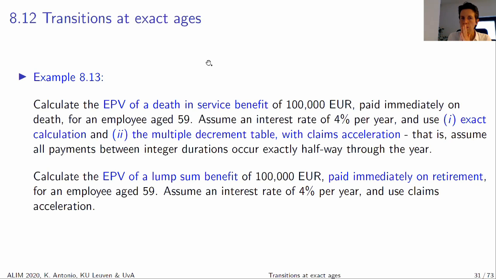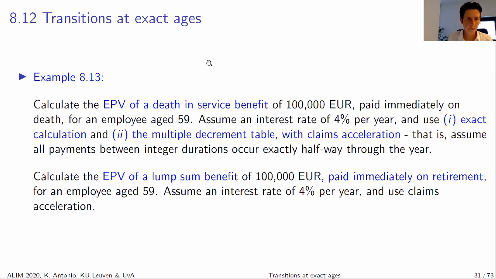We've got, first of all, an exact calculation that is required in continuous time. And then second, we've got the multiple decrement table that we're going to use in combination with a thing called claims acceleration. And with claims acceleration, what we mean is that we're going to do our payments between integer durations at exactly halfway through the year.